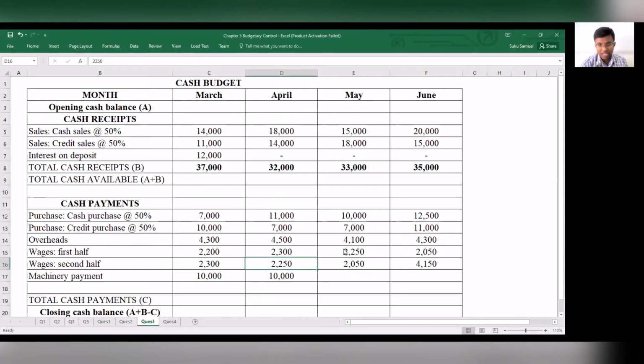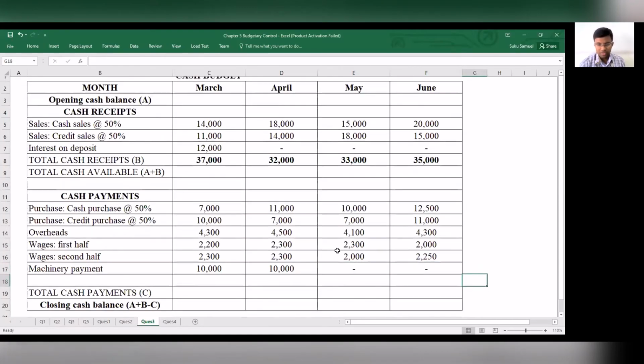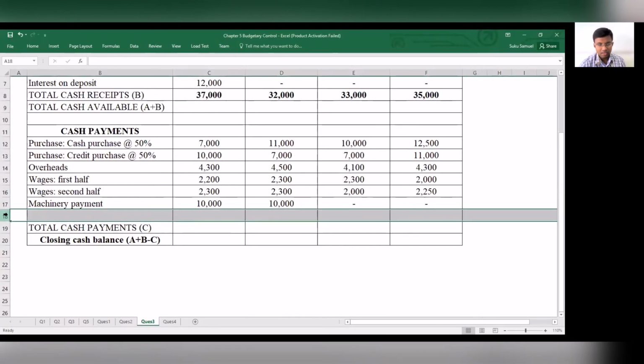So second half of April, you will be settling for first half of April, which is 2,300. The same thing will happen over here. And in May, here it should be 2,000. And then here it should be 2,000. And then here it should be 2,250. So it was my mistake because what I did was I referred to the overhead expenses instead of wages. Okay, so with that, we have completed the expenses.